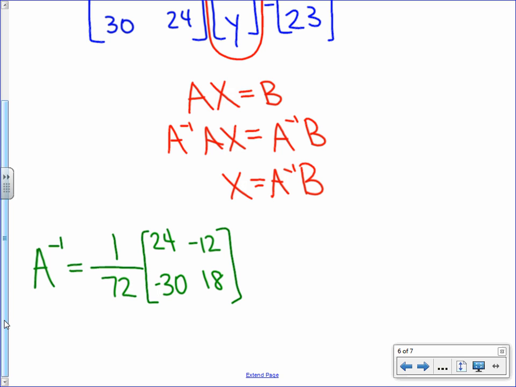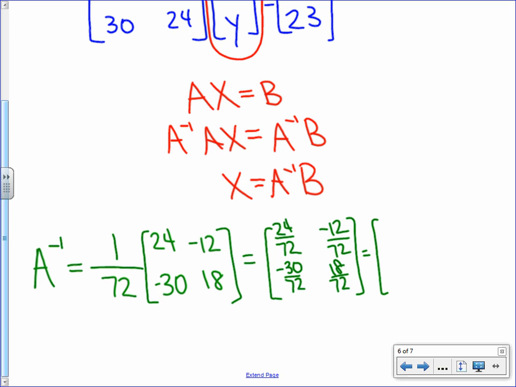Okay. So A inverse is going to be 24/72, negative 12/72, negative 30/72, and 18/72. Oh, we can reduce those, can't we? Yes. Help me out. What are those reduced to? 1/3.